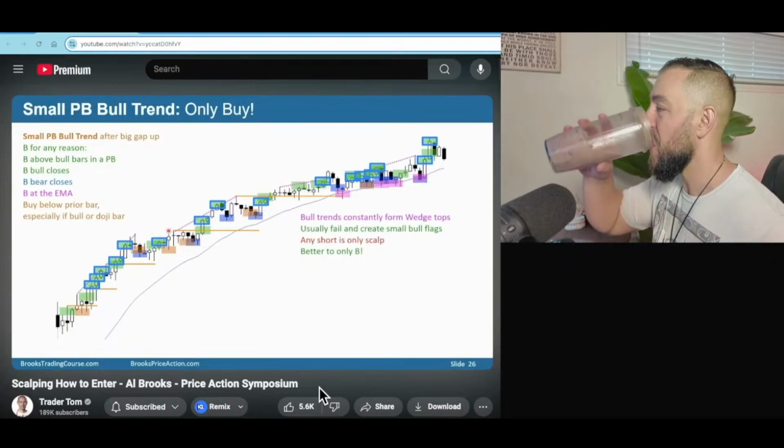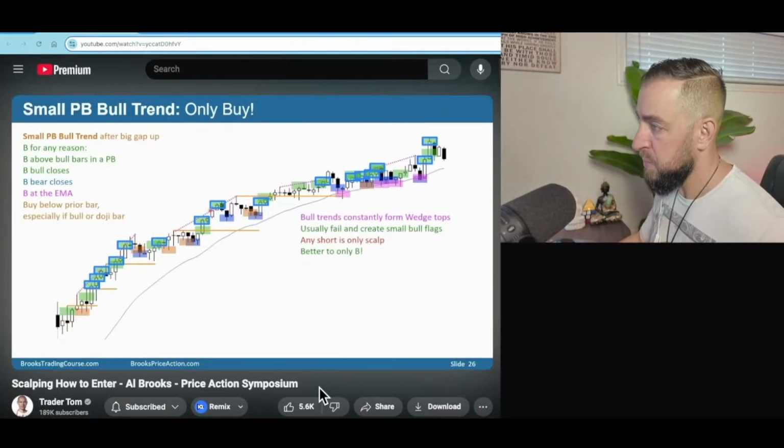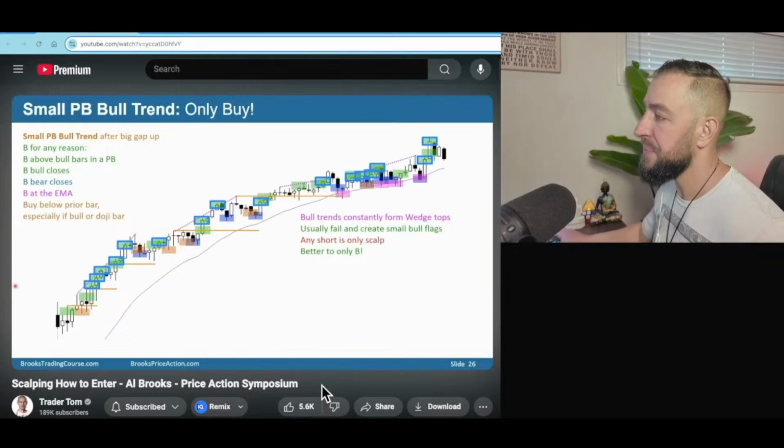Bull trends are constantly forming wedge tops. There's a small wedge, here's a wedge. All day long, they form wedge tops. But the wedge tops are going to fail and lead to bull flags. The reversals will be bull flags. And that's what I like.